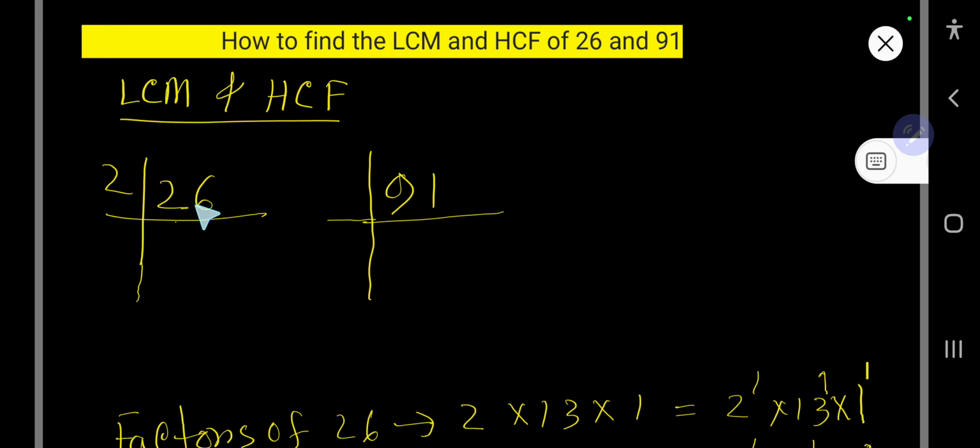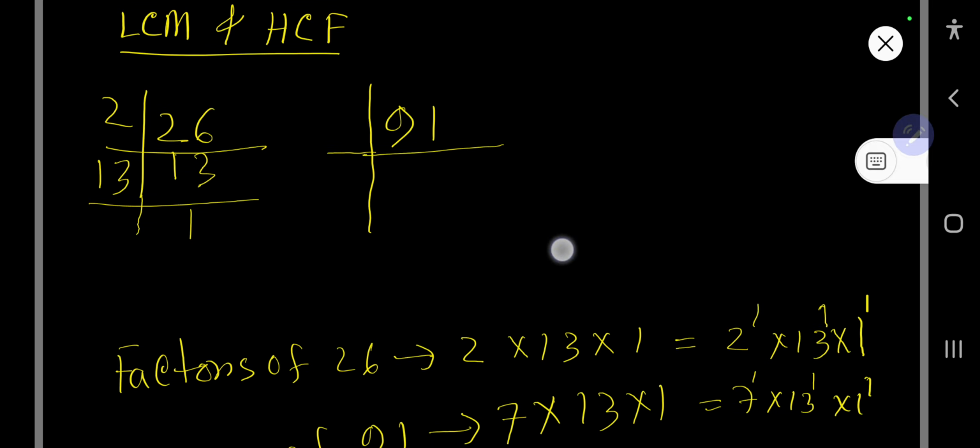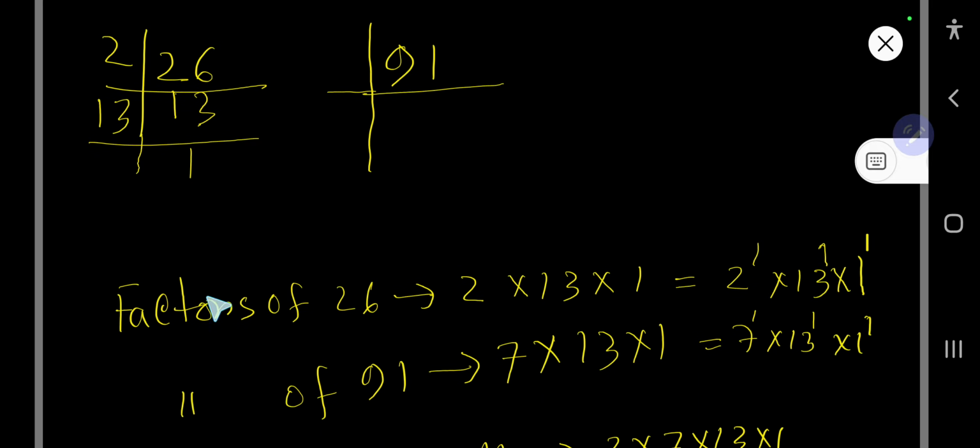If we divide this 26 by 2, we get 13, right? And this 13 is also divisible by 13, so we'll get 1, right? And look, so the factors of 26 are 2 times 13 times 1. Also, we can write here 2 is once, so we can write power 1. 13 is once, we can write power 1. And 1 is once, so we can write power 1.